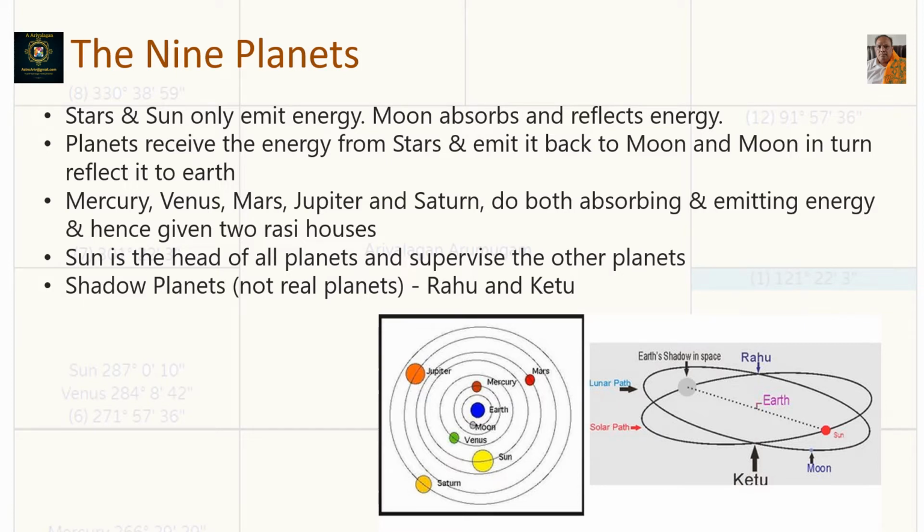Stars and Sun only emit energy, Moon absorbs and reflects energy. So this is very important. Moon only absorbs and then reflects. It does not emit, whereas Sun only emits energy. It just keeps on giving.